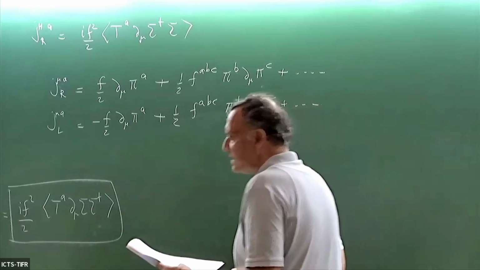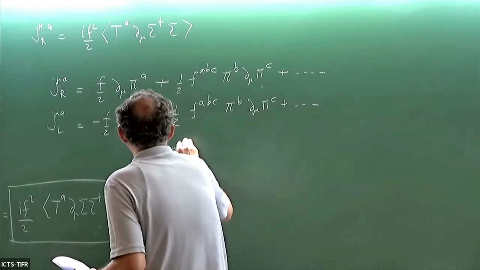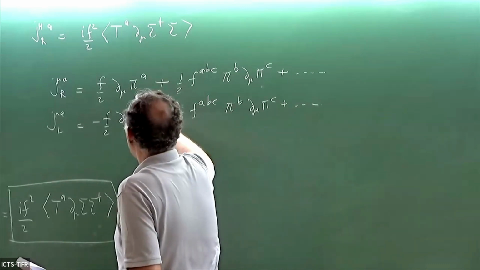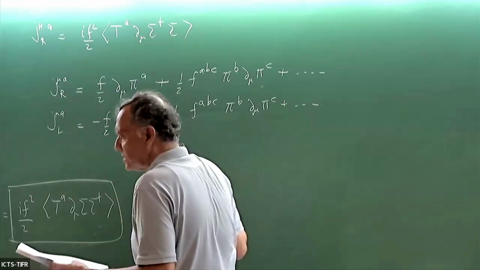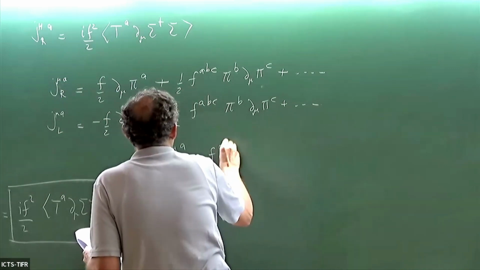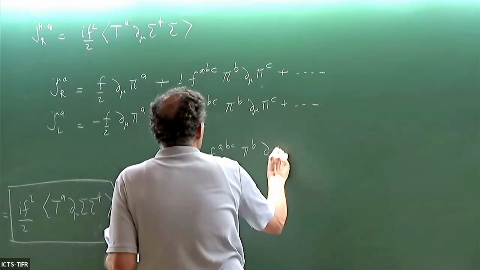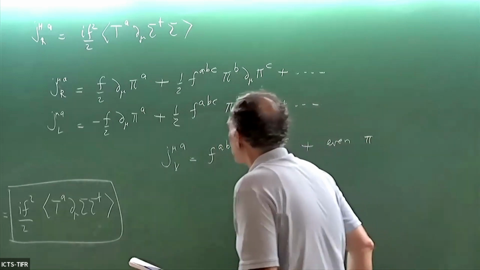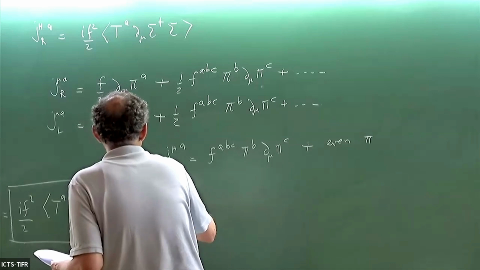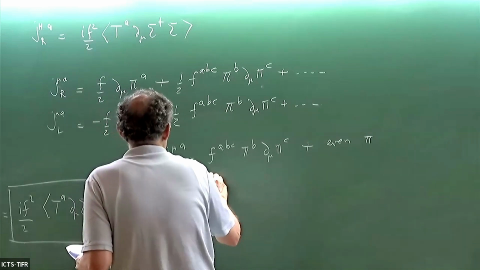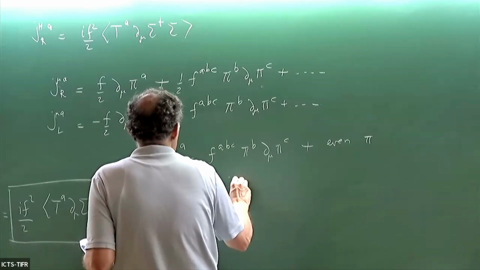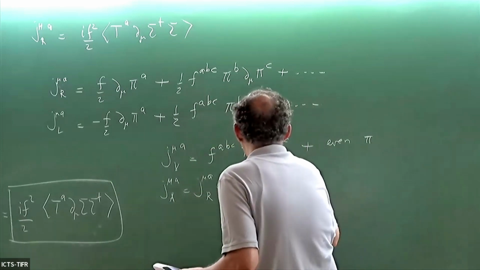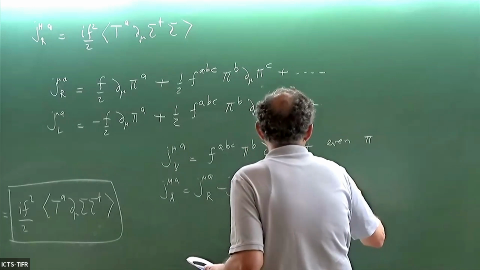So we can calculate the vector current. The vector current is simply the sum of the left and right-handed currents. And because pi is going to minus pi, when you add the two, all the odd powers of pions cancel. And you get F A B C pi B d mu pi C plus even pions, so 4 pions, 6 pions, etc. And the axial current, which is the right-handed minus the left-handed current, is F d mu pi A plus odd powers of pions.